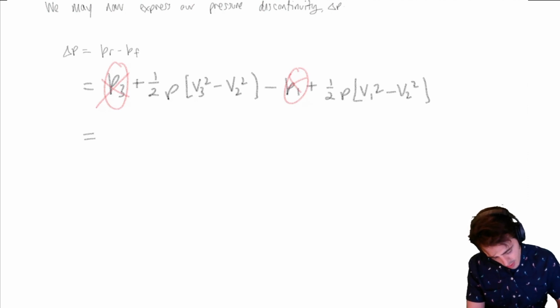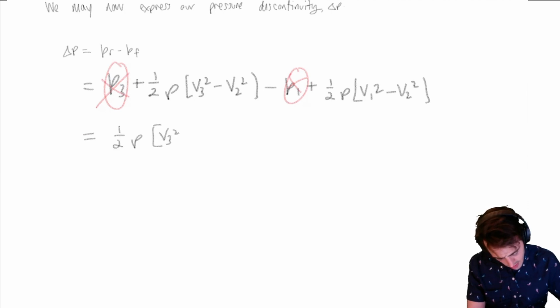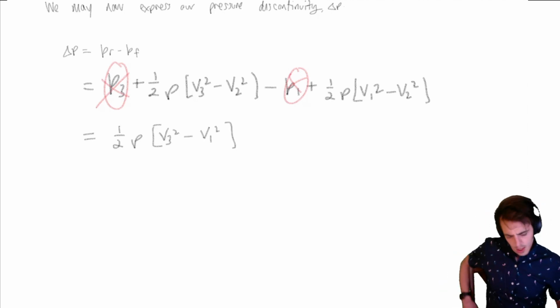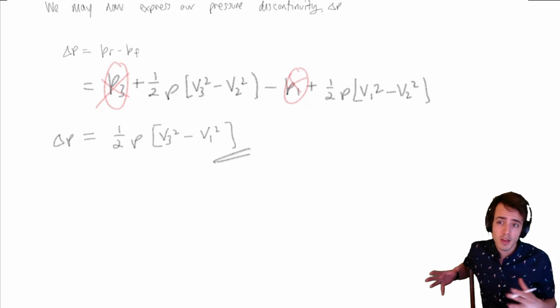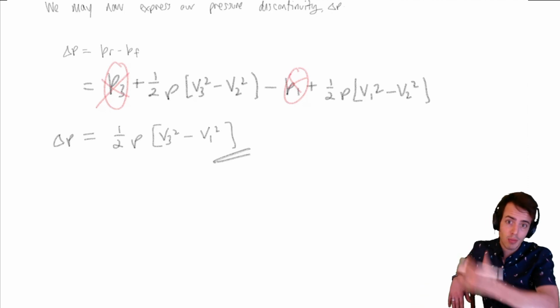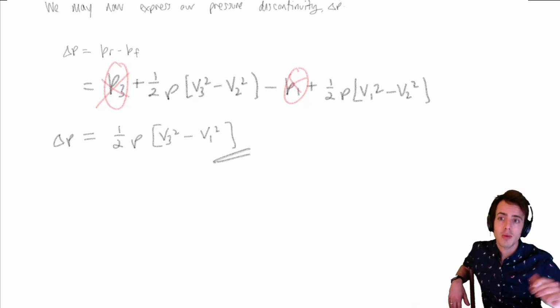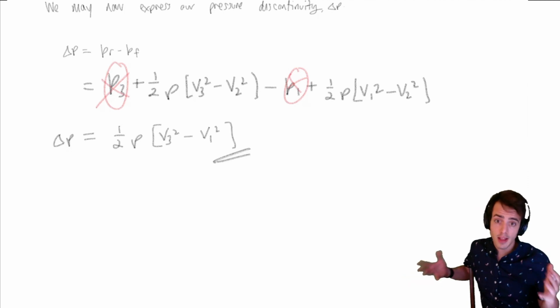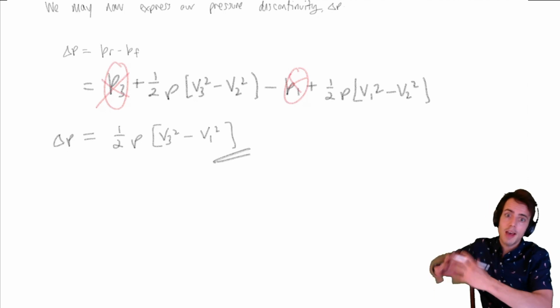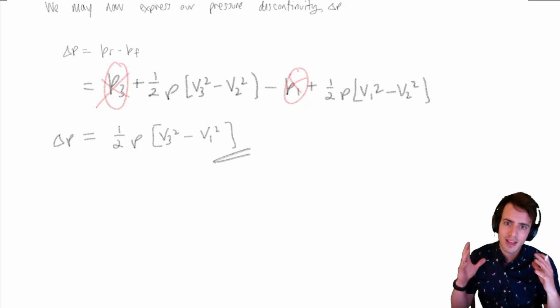So this becomes half rho V3 squared minus V1 squared. And this sort of makes sense because what we're saying here is that the pressure discontinuity, the static pressure rise across the disk, has to be equal to the total pressure rise across the whole stream tube. So since the static pressure at V1 and V2 is equal to atmospheric, the total pressure rise has to then be completely contained within the dynamic pressure.